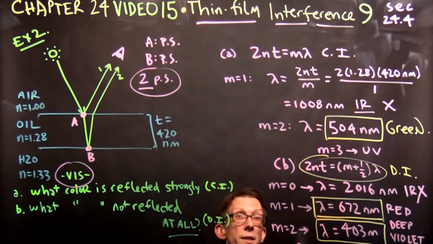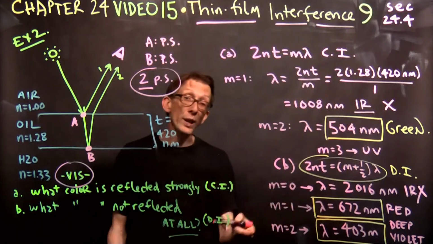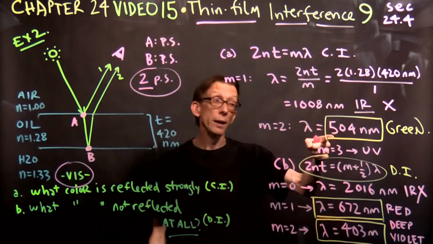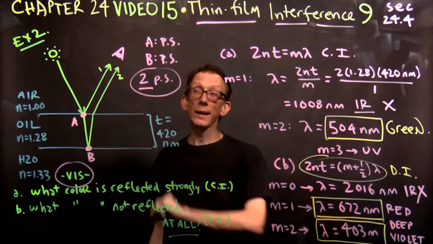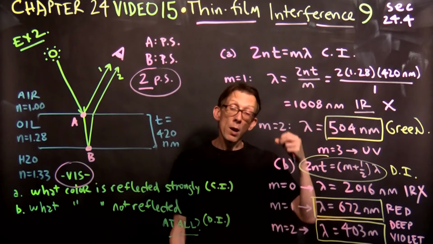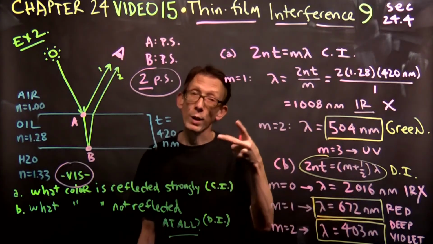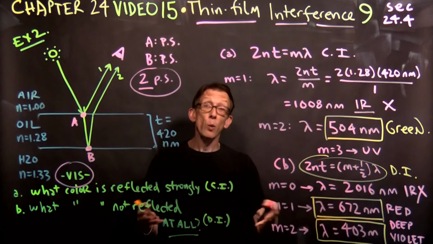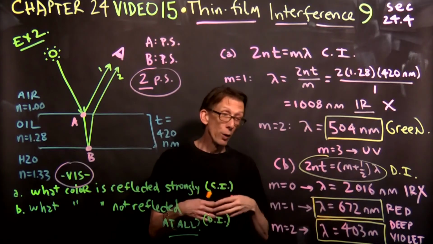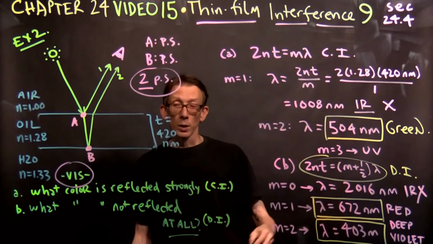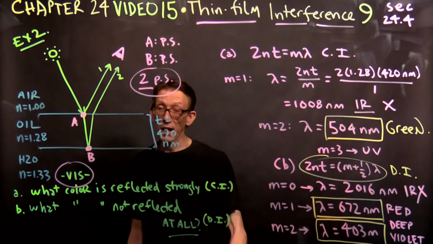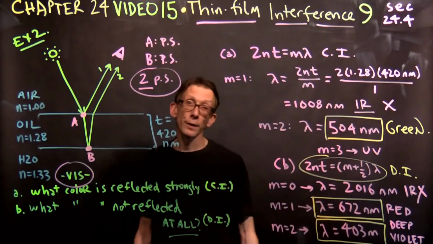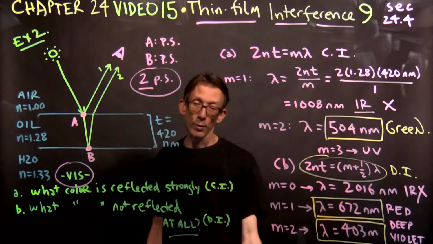And finally, you can't see it here, but if we were to do an m equals 3 case, we would again get UV. So one wavelength of visible light, green, shows up nice and bright in this case. Two wavelengths of visible light are completely destructively interfered with. They completely destructively interfere with themselves, I should say, and you don't see them at all. So green, 504 nanometers is the answer to A, and red and deep violet are two answers to part B.